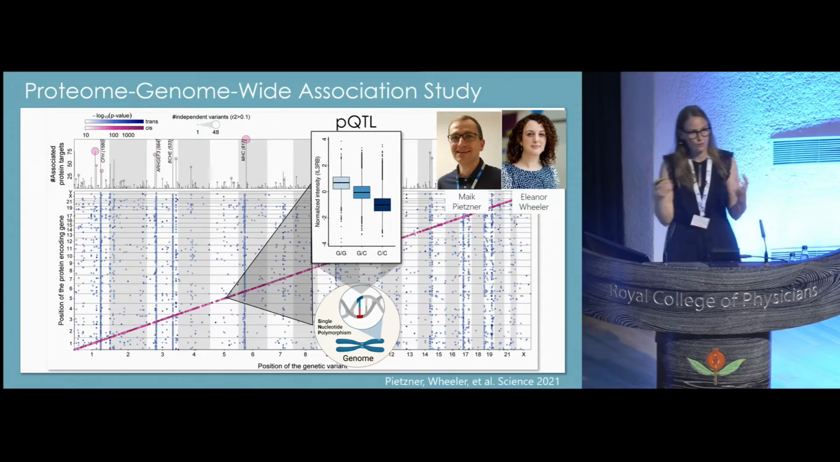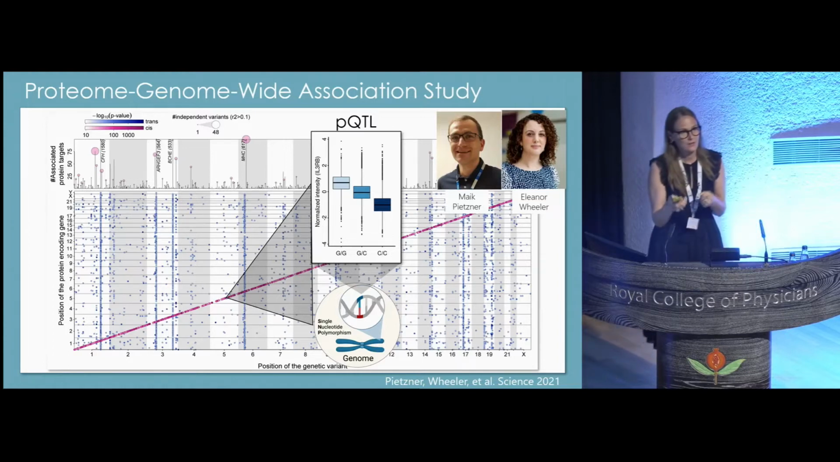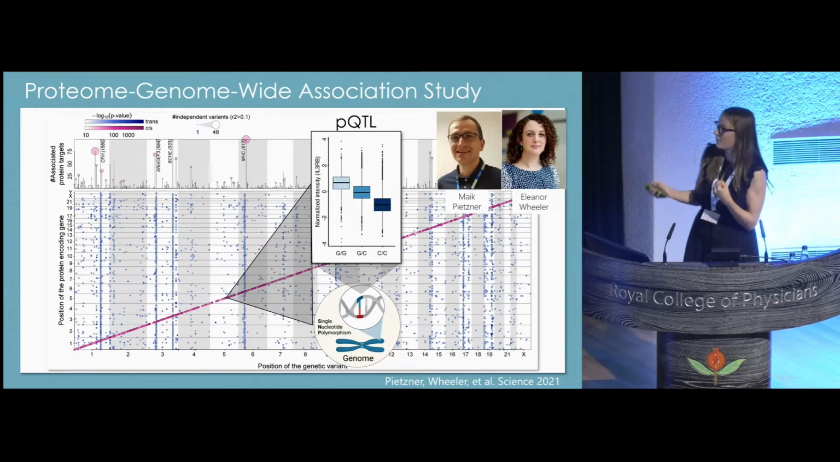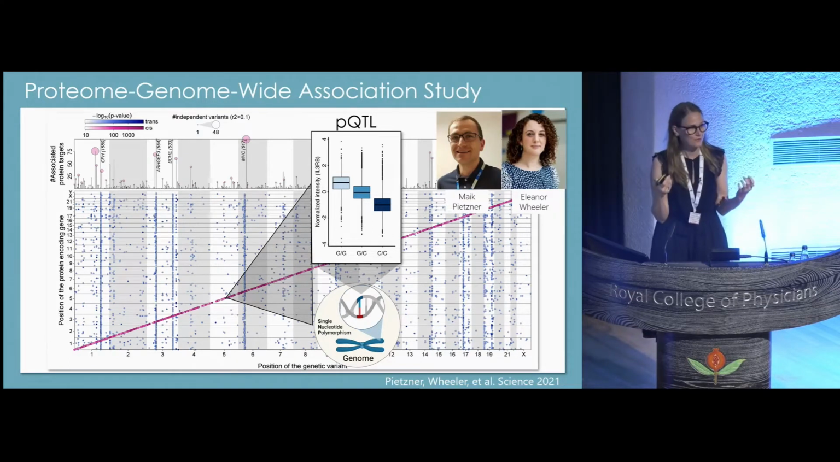So this would be cis variation. And if it's further away, it's trans. It's a trans pQTL and would be indicated in blue. So this part is really simple. It's just lots and lots of tests.